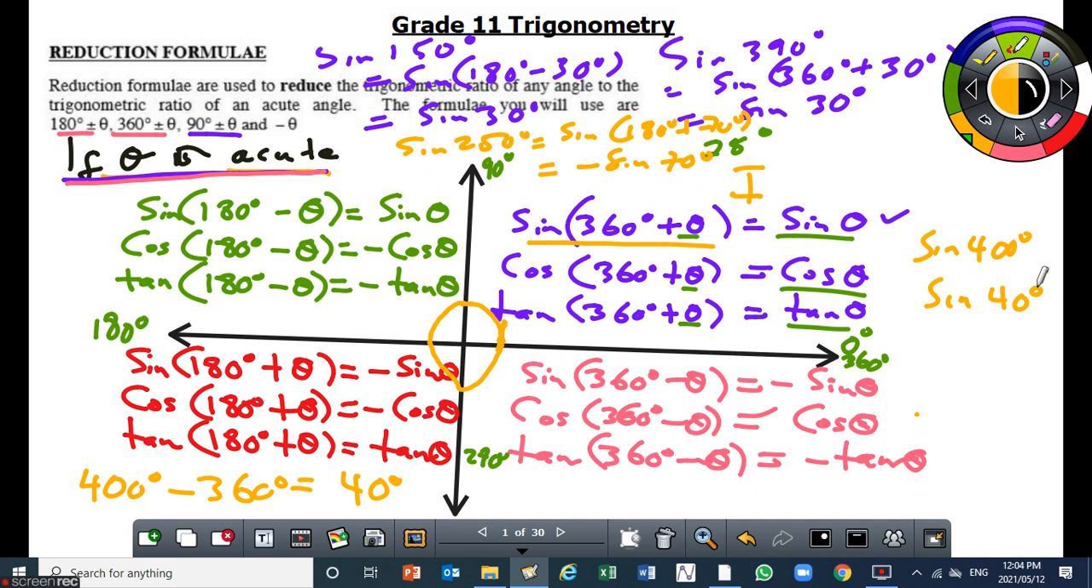So if I give you, say, 200, for example, right? 200 is in the what? Third quadrant. I hope you are familiar with your CAST diagram, all of you. 200 degrees is in which quadrant? Third.